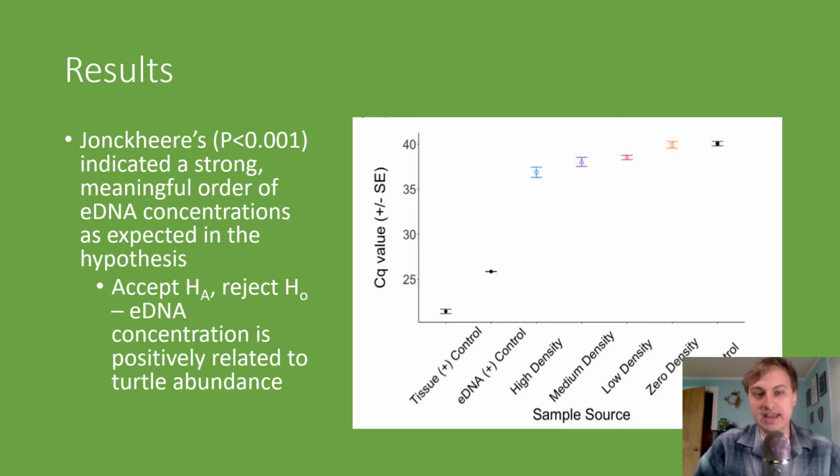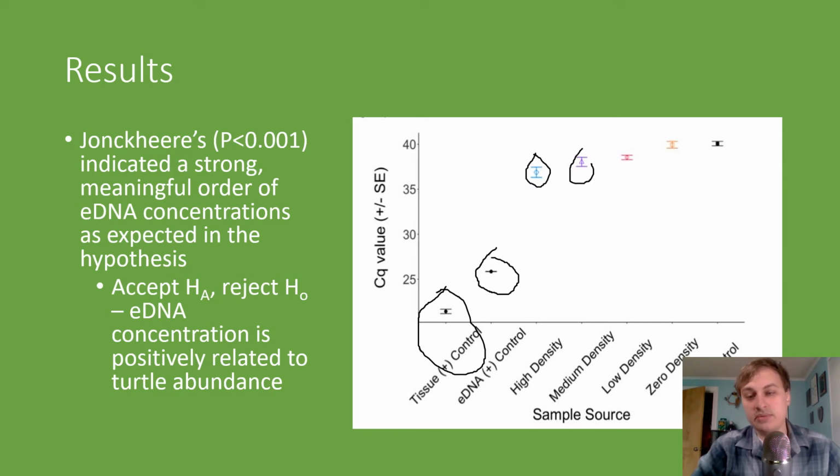However, their Jonckheere-Terpstra had a strong p-value, it was less than 0.001, and it fit their prediction really well. So there's clearly this relationship of the quantity of DNA and the number of turtles in a location. So that's what this figure here is showing you. So you can see, I'll see if I can draw this here. The tissue control, which was the blood, had the lowest CQ value as expected, and then the aquarium water, and then you get your high density pond, medium, and then I don't have to circle the rest here, but then it goes the low density, zero density, and then the negative control. So the low density and zero density, again, should not be even on this, but there they are.